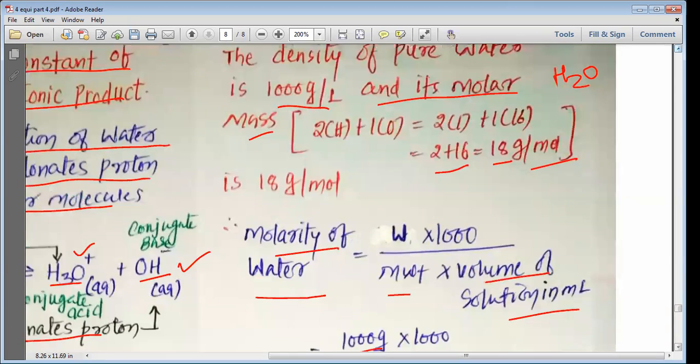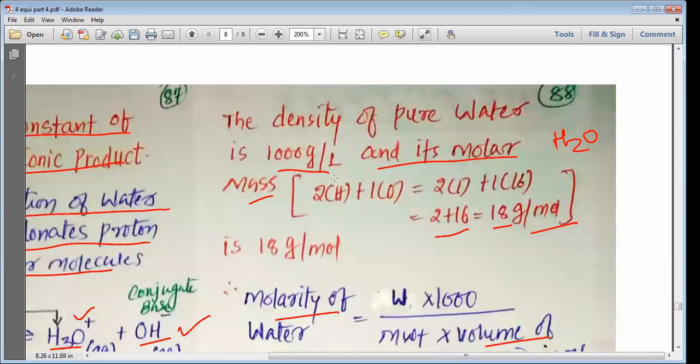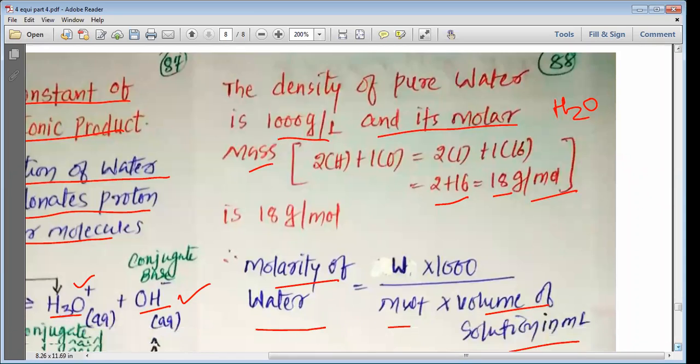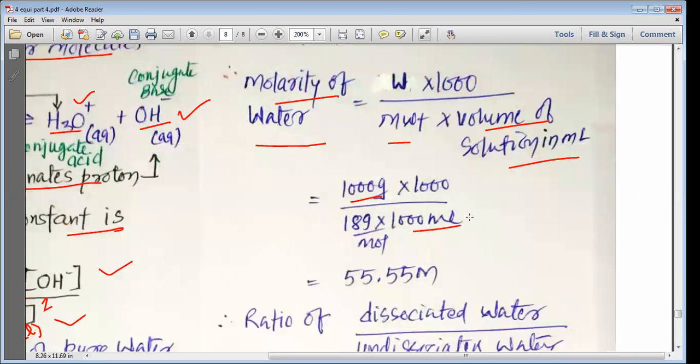That is why we have written it clearly that the density of pure water is 1000 gram per liter. That means in 1 liter we have 1000 gram of water. So if you take 1 liter of water, that is 1000 ml of water, we have 1000 gram of water. These 1000 are written as usual, and we have just calculated the molecular weight of water, that is 18 gram per mole. So that is what we put here, and by doing that we can calculate the molarity of water, and the molarity of water is 55.55 mole per liter.